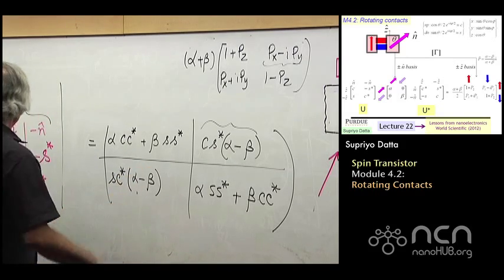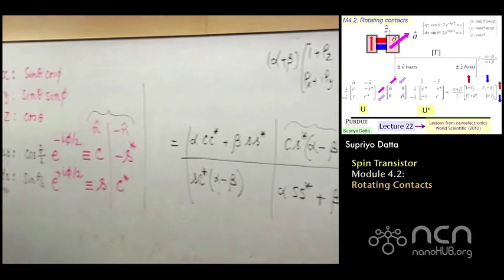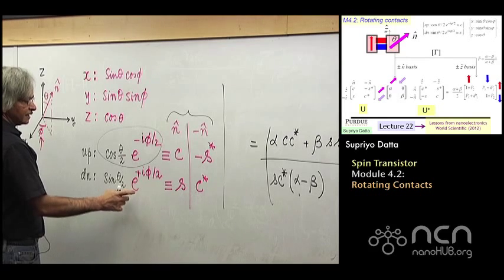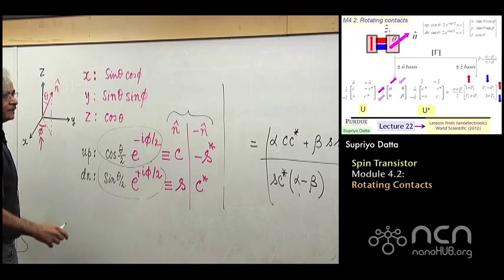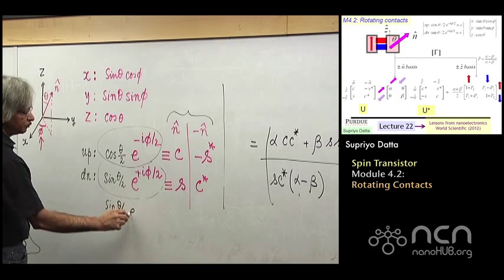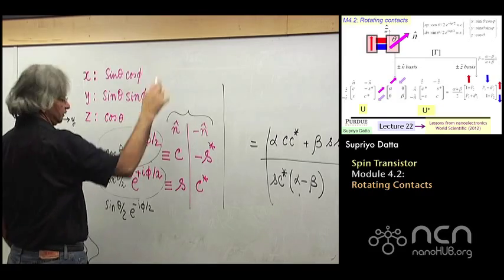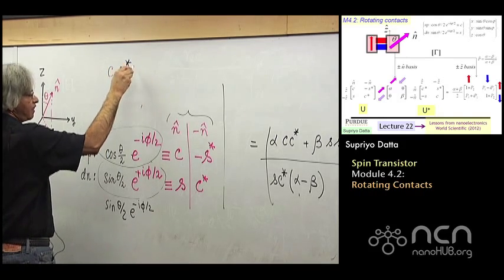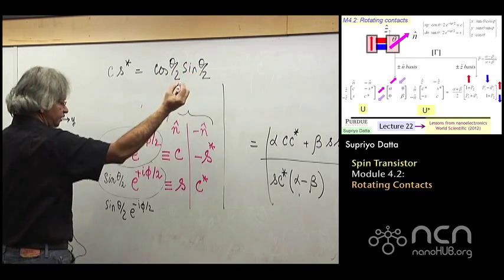So what is this CS star? That's where we need to go back to how we define these things. So that's C. And this is S. So when I take S star, that is like sine theta over 2 and e to the power minus I phi over 2. So when I multiply these two things, I take CS star. When I take C times S star, what I get is cosine half theta, sine half theta, and then e to the power minus I phi.